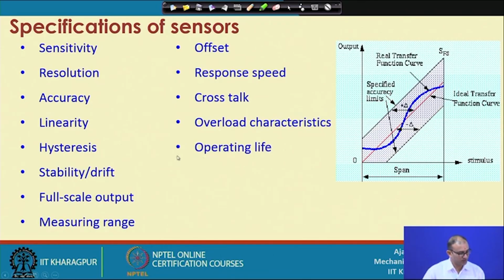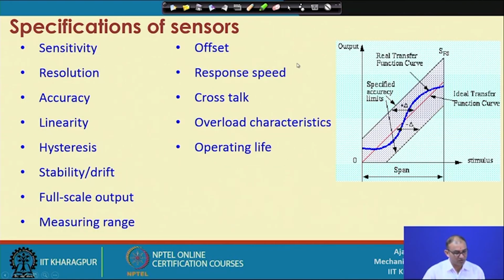Operating life is important, because it is directly related to drift also: in a different environment, how much life you can extract from a sensor. Everything has a finite life; you cannot use the same sensor for a lifetime. So, all these different parameters will tell you which particular sensor is useful for your operation.